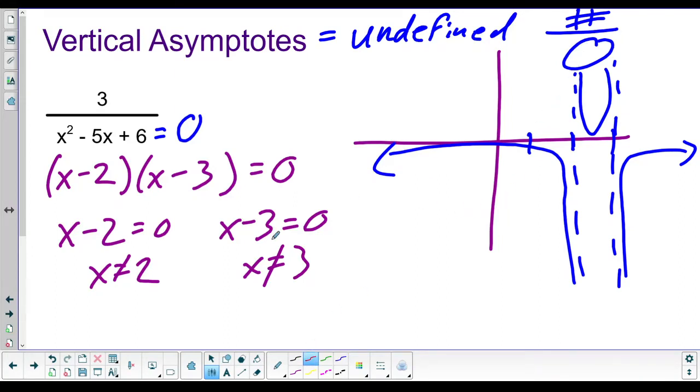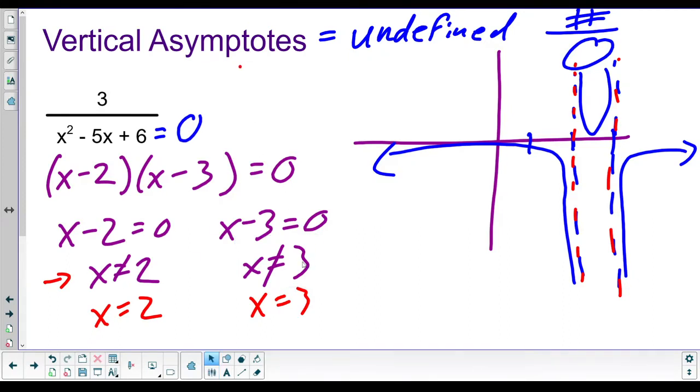So our graph misses these, but we don't want to know it's not allowed to be 2. What we want to know is what is the equation of this vertical line, and it's x equals 2 and x equals 3. So these are restrictions because it's saying x is not allowed to be that, meaning don't plug these numbers into that. Sorry, you guys. Don't plug them into this equation.